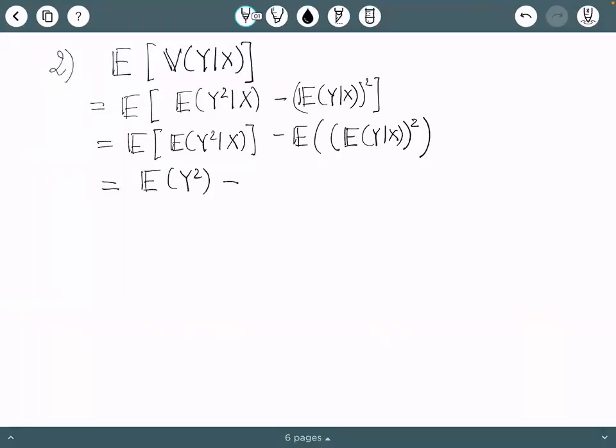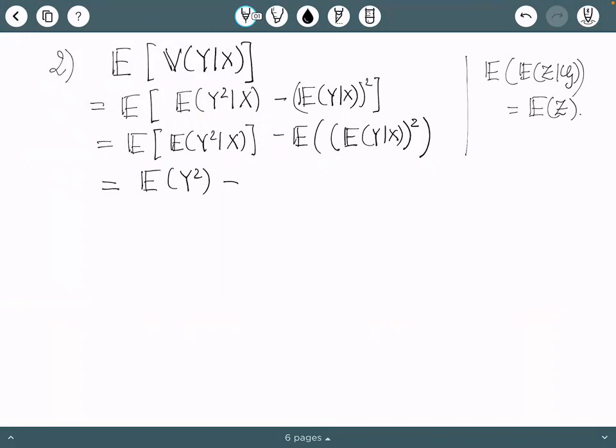And now, does y squared not depend on x with the condition? You mean, okay, yes, sorry, I agree. Here I use a property that you know: the expectation of z given g is equal to the expectation of z. It is a general property valid for any random variable z and any sigma field g.